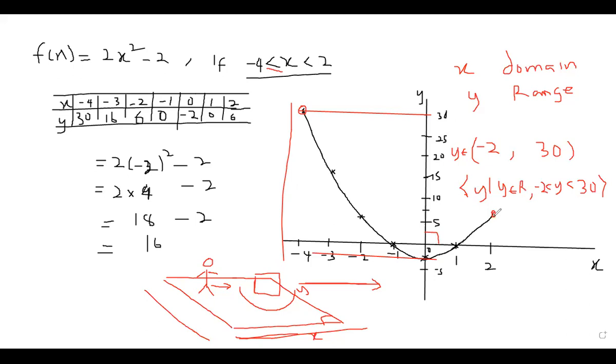Okay, good. So whereas the domain was x belonging to open brackets -4 to +2, the range starts from -2, the bottom here, to +30 over here. Okay, that gives us the range of the function.